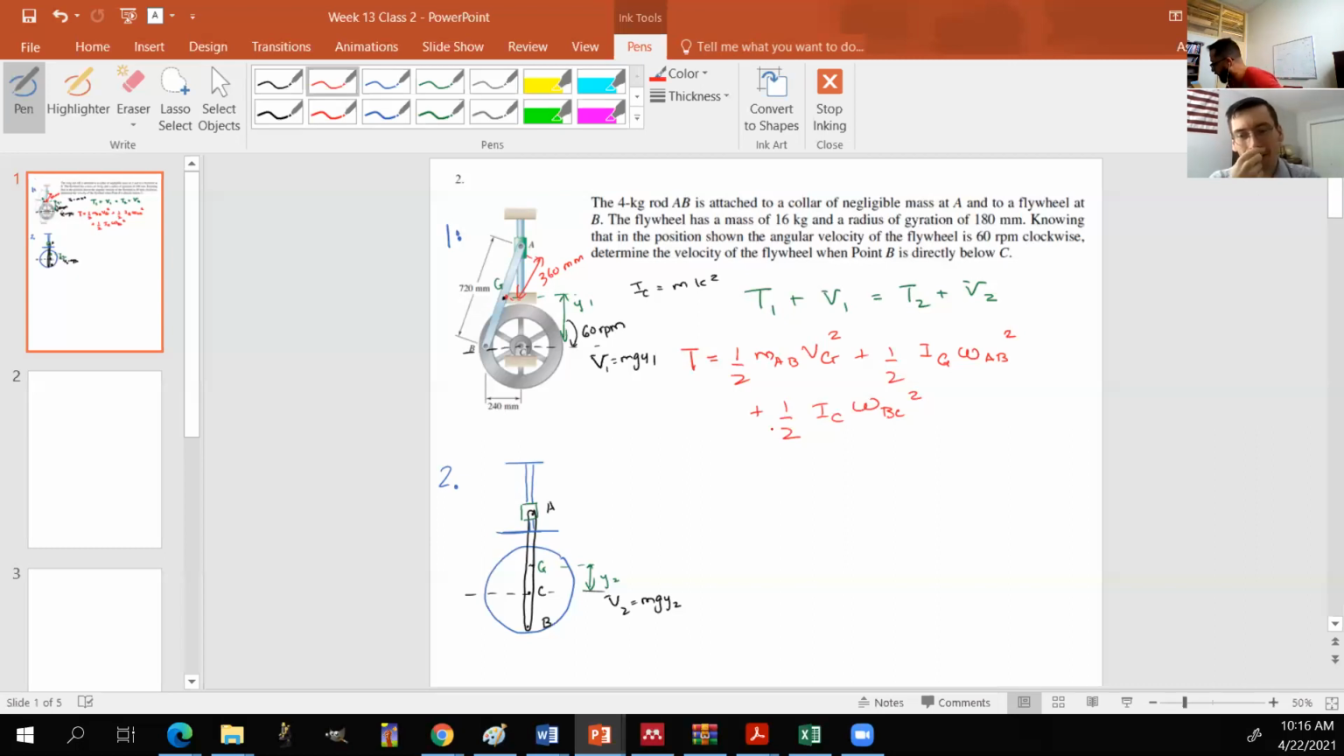All right, so are you guys with me? Questions? Just to recap, we're counting both centers of mass for the AB rod and the disc, both for their translation and angular kinetic energy. But since the disc is stationary, we can disregard translation for the disc. It's not absolutely moving.